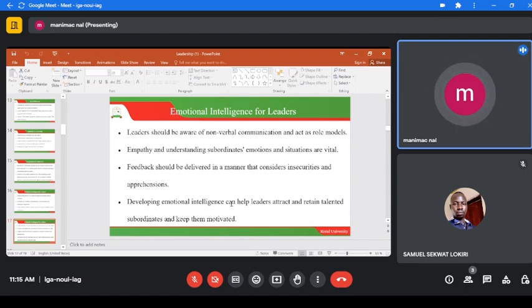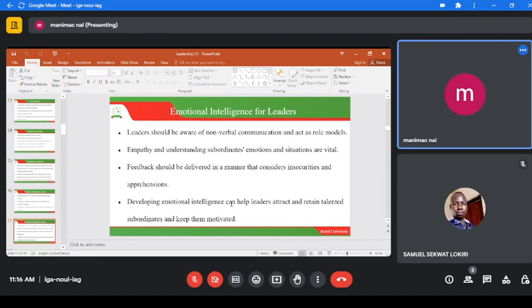Furthermore, you also need to have empathy and understanding of subordinates. Look at their emotions and the situations which they are in. Okay. Further still, feedback should always be delivered in a manner that considers insecurity and apprehension, and we expect you to check on the feedback and improve on it.